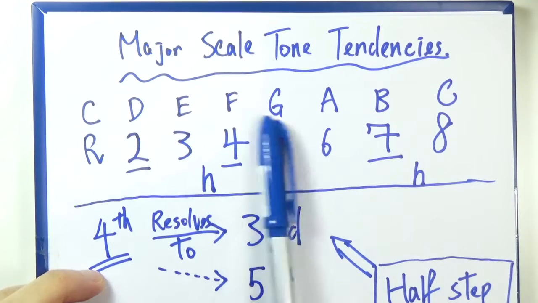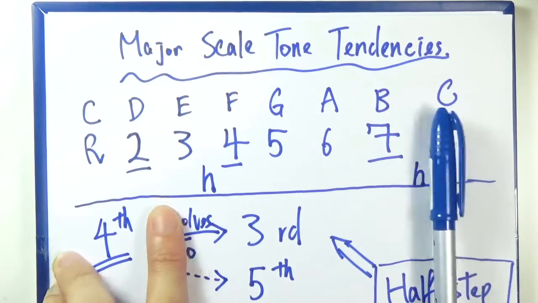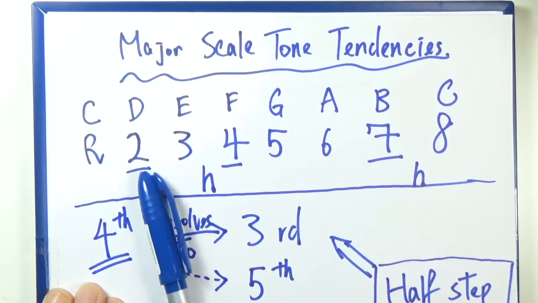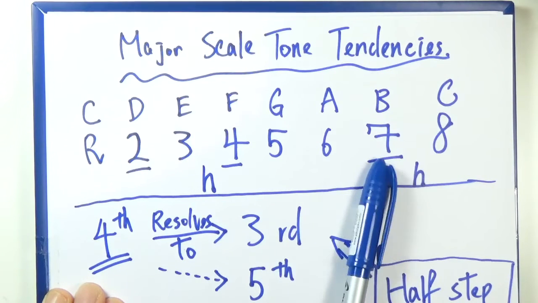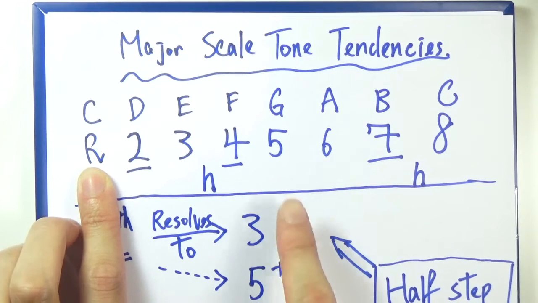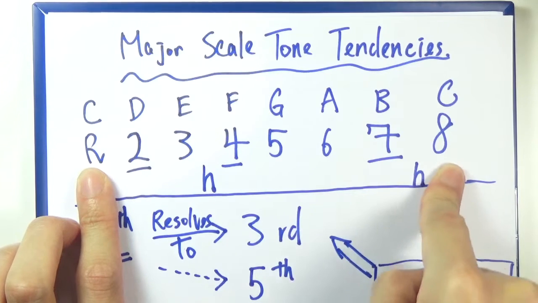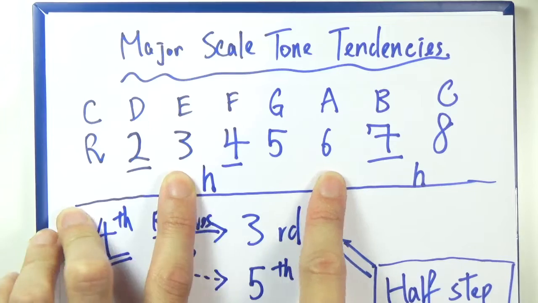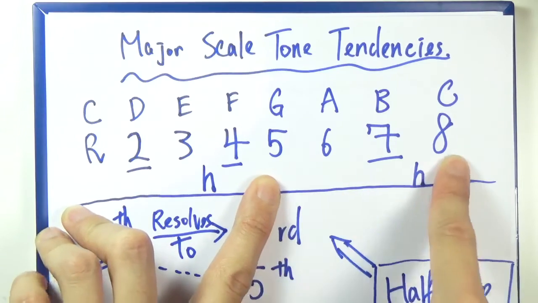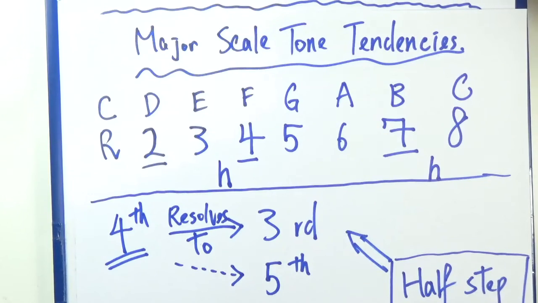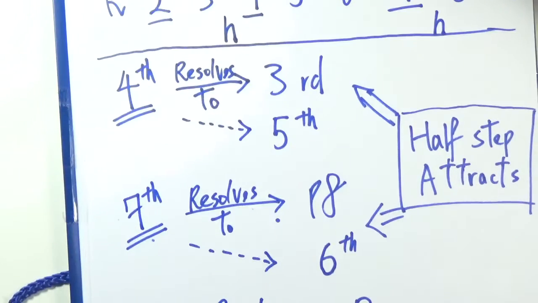So for a major scale, for example, C major, you have a few not so stable tones, and you have the major second, perfect fourth, and major seventh as the dissonant tones. But the rest of them are pretty stable. The most stable ones would be the root, and then the fifth, the perfect octave. The third and sixth are stable enough, but not as stable as the root, fifth, and the eighth, perfect octave. So we will take a look at the perfect fourth first.